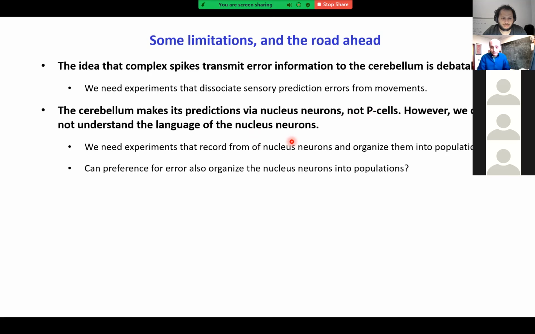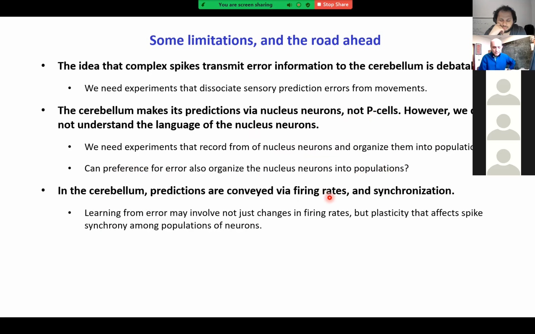We don't know how to do populations. We don't know how to make sense of the neurons in the nucleus. So we need to do experiments, record from them, organize them into populations, and maybe use this concept of preference for error to organize the nucleus neurons into populations.